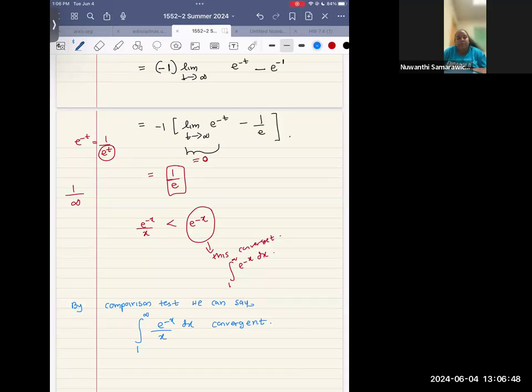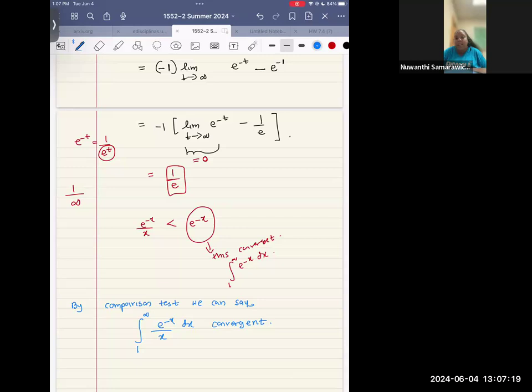Okay, so in your homework questions, most of the questions are asking you to find whether it is convergent or divergent. Sometimes they are not telling you which test you have to use, so make sure you do these examples. If you have any questions, just ask me. I will do my best to answer.